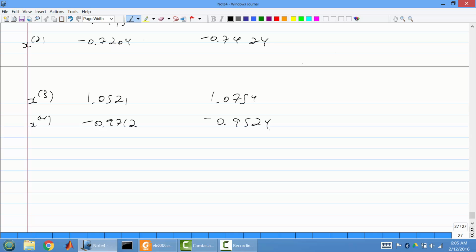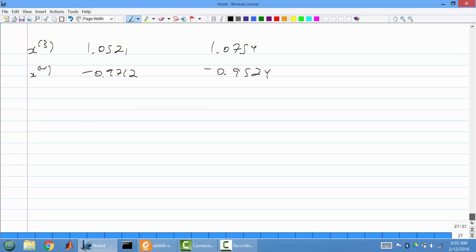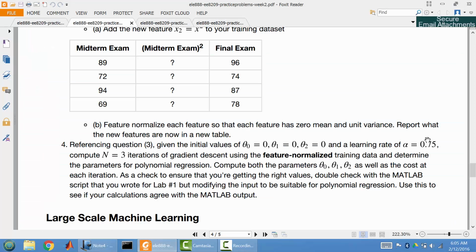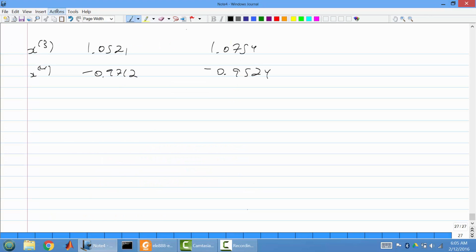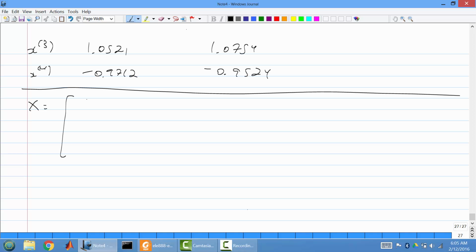All right. So now what we have to do now is polynomial regression. If you look, we had 0.75 and n is equal to 3. Initial parameters is 0. So let's see here. So our data matrix, okay. So we prepend a column of 1s.